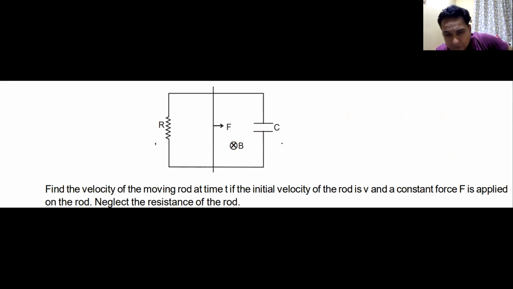I have the same rod of length L, placed in a magnetic field B. One of the resistances is R. The other is replaced by a capacitor, and I apply a force on the rod. And the rod has an initial velocity V. Find the velocity of the moving rod as a function of time t. At time t equal to 0, its initial velocity is v.